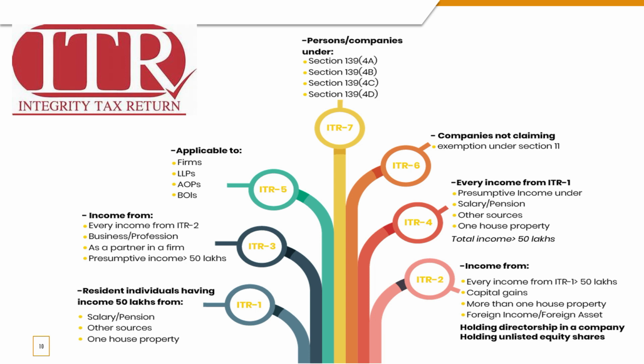Foreign asset holding, directorship in a company holding unlisted equity shares. Item 3: any income form. Item 2: business or profession, a partner in a firm, presumptive income less than 50 lakh. Item 4: every income form.